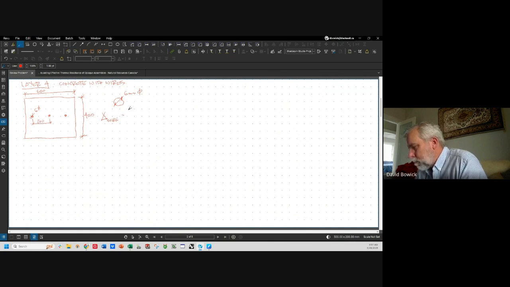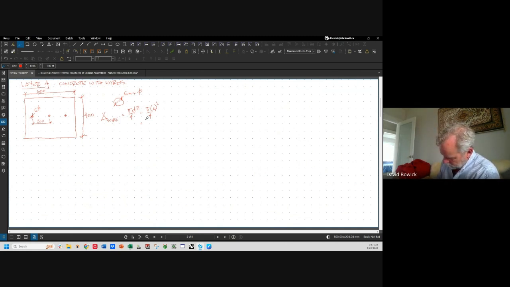A of the wire equals pi d squared over 4. It's pi times 6 squared divided by 4. It's 28.3 millimeters squared. Okay, now the thickness of this layer is 17 millimeters.